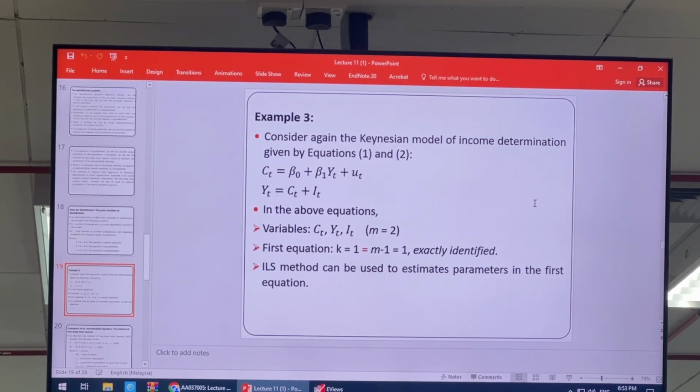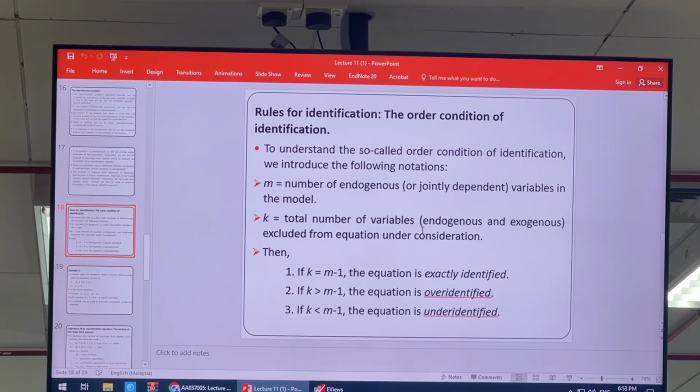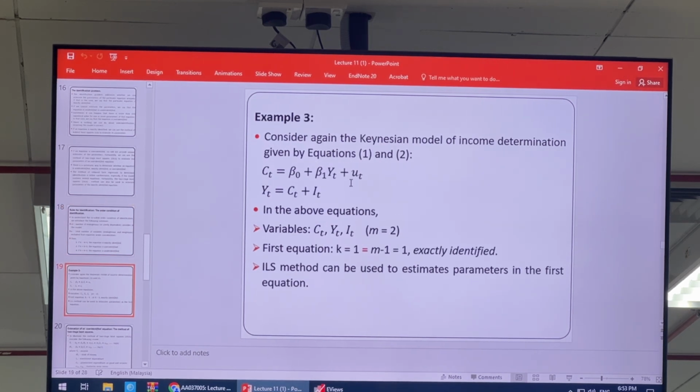Example: consider again the Keynesian model of income with the equations given as equation 1 and 2. Equation 2 we do not need to estimate because it has no parameters; there is no coefficient to estimate. Now we want to know whether we can get an estimate for the first equation. Before you try to get an estimate, you need to identify first, using the order condition, whether the parameters or coefficients can be estimated.